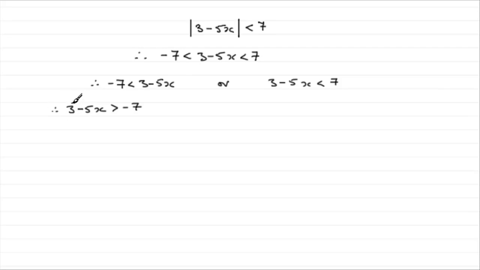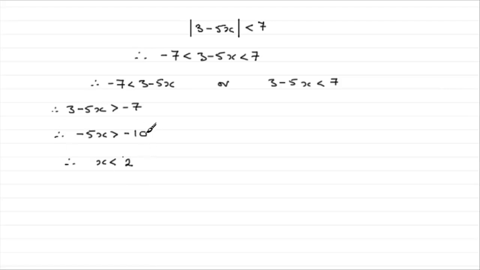So if I was doing this now, what would I do? I would subtract that 3 from both sides. So if I subtract 3 from both sides, I get minus 5x is greater than minus 7 minus 3, so that's going to be minus 10. And you've got to be extremely careful now, because we're going to be dividing by minus 5, and if you divide by a negative number, remember you must turn the inequality round. So we end up with x is less than minus 10 divided by minus 5, which is going to be positive 2.